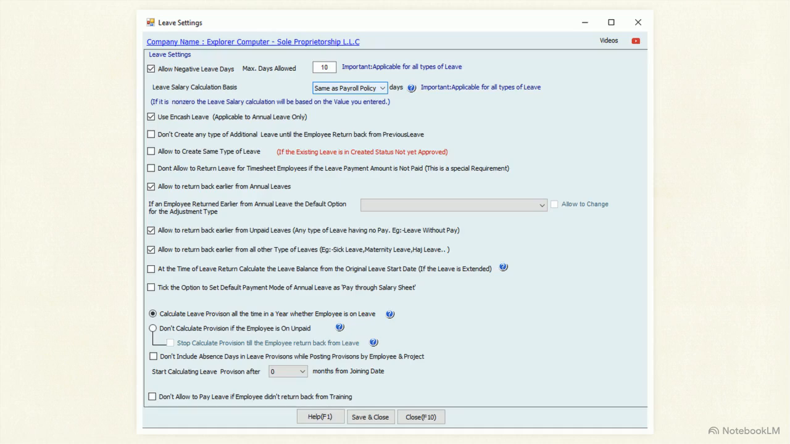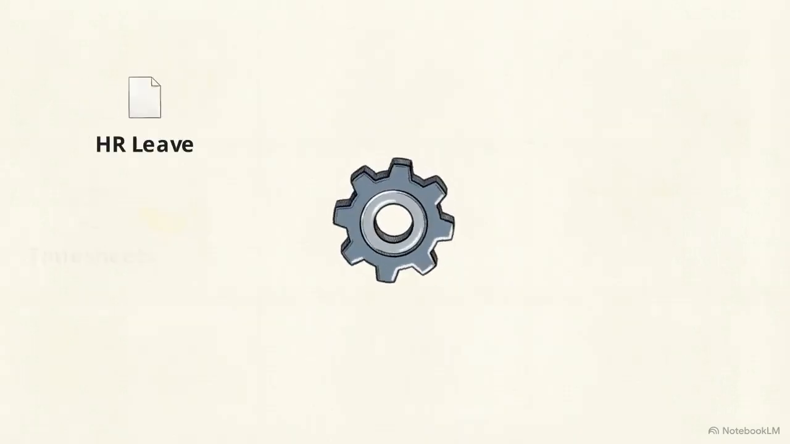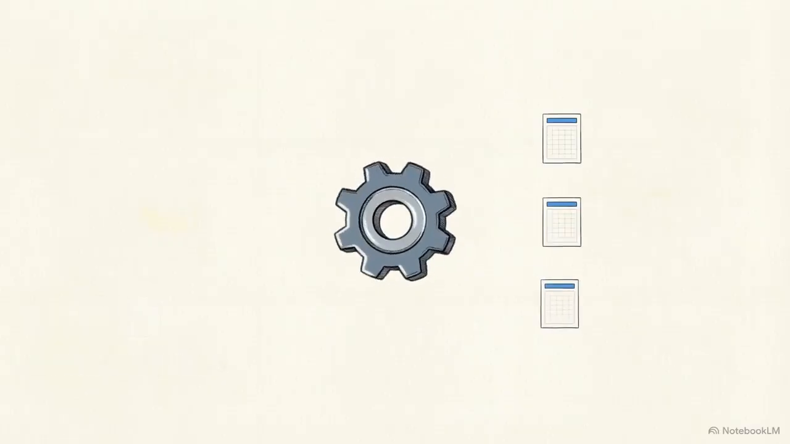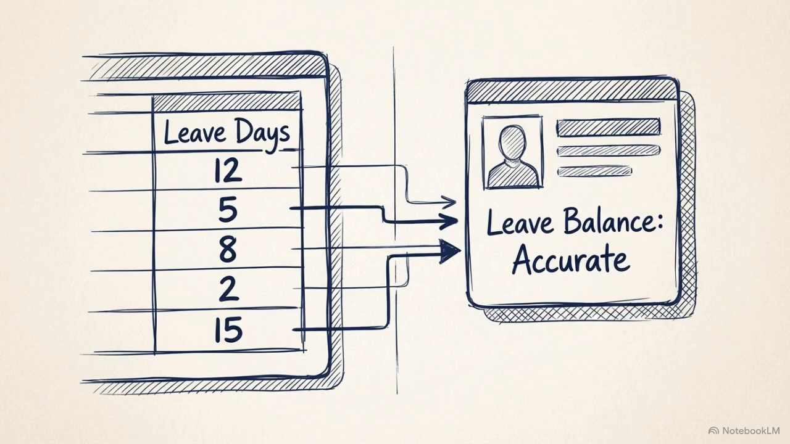This screen is intended for the main system administrator, admin, only. In this video, we will explain the screen shown in front of you and how to use it step by step. Configuring this screen correctly guarantees that HR leave, timesheet deductions, and salary calculations are perfectly automated according to the company's rules. This eliminates manual math errors and ensures accurate record keeping across your entire workforce.